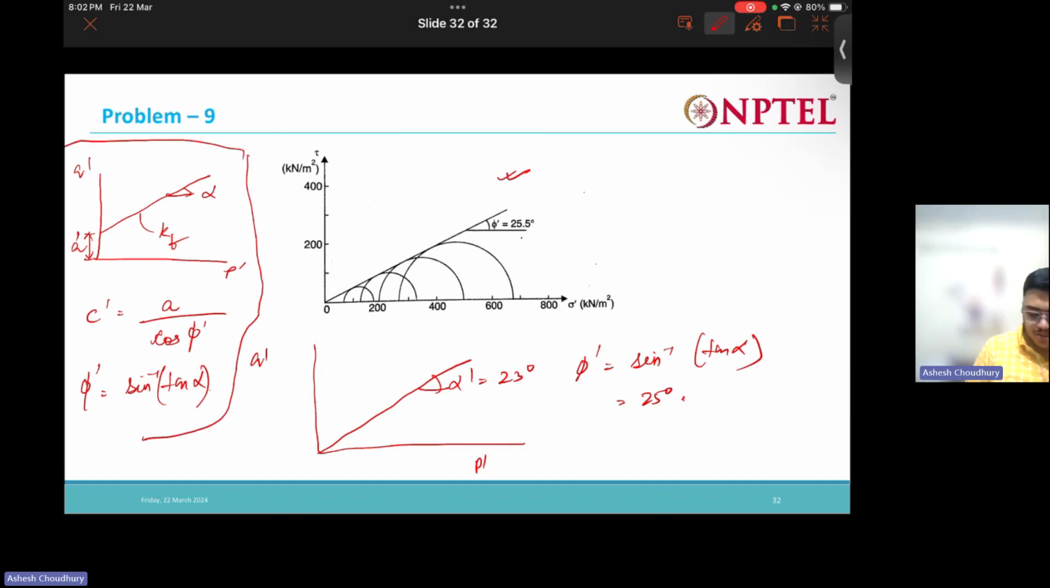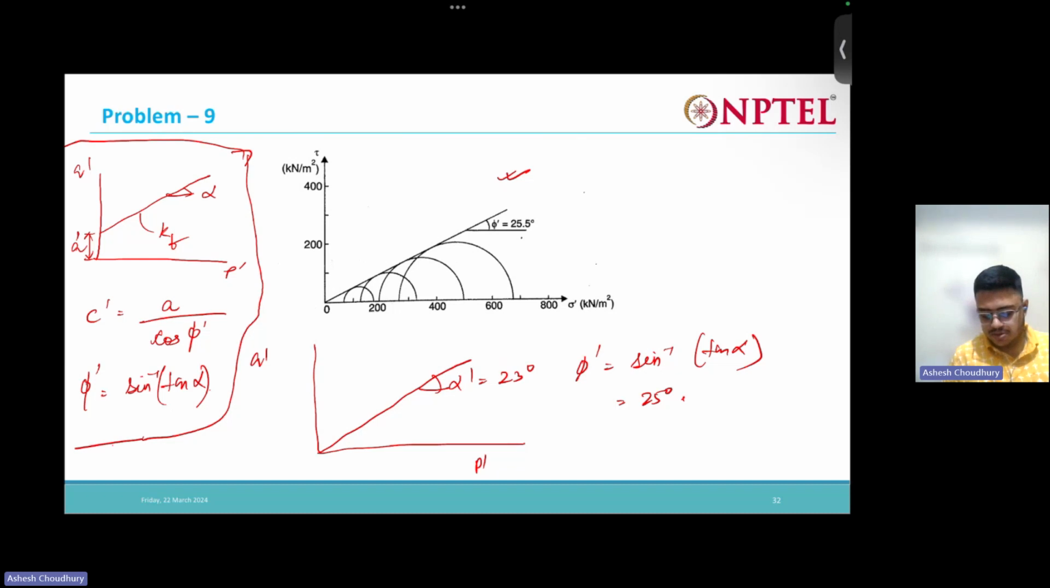This we can remember. Okay, so try to do this by yourselves in graph paper. Take graph paper, take proper scale and draw these circles, draw these plots, and see whether you are getting these values or not.